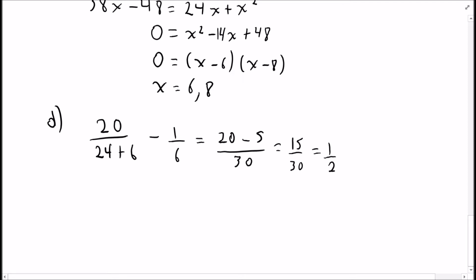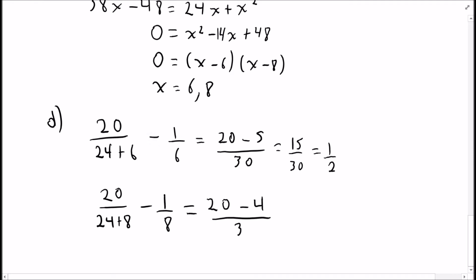But also, if we did it with the other one, 20 over 24 plus 8 minus 1 over 8 is equal to 20 over 32 minus, now 24 plus 8 is 32, and 4 times 8 is 32, so I would have to multiply by 4 to get a common denominator of 32, which is 16 over 32, which is also 1/2. So both are possible solutions that work for that condition.